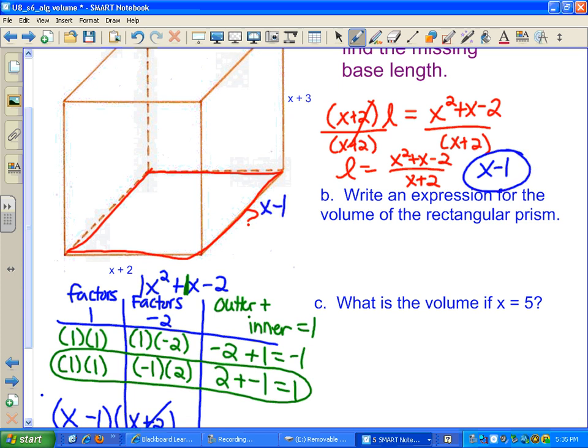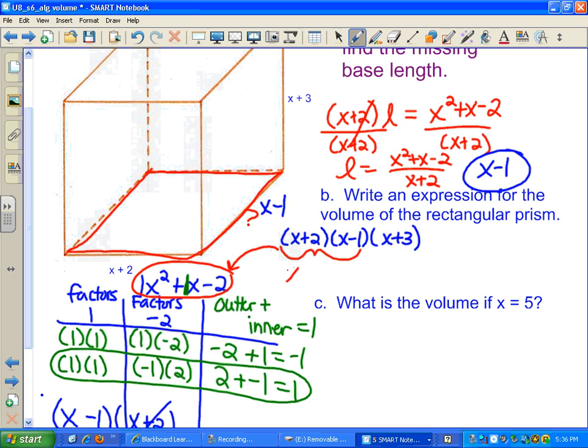The next thing I wanted you to do was write an expression for the volume of the rectangular prism, which means I'm going to take x plus 2 times x minus 1 times x plus 3. We have a little shortcut here. We already know that if we were to multiply out x plus 2 times x minus 1, we will get what we factored. So we will get x squared plus x minus 2. And then I'm going to multiply that by x plus 3.